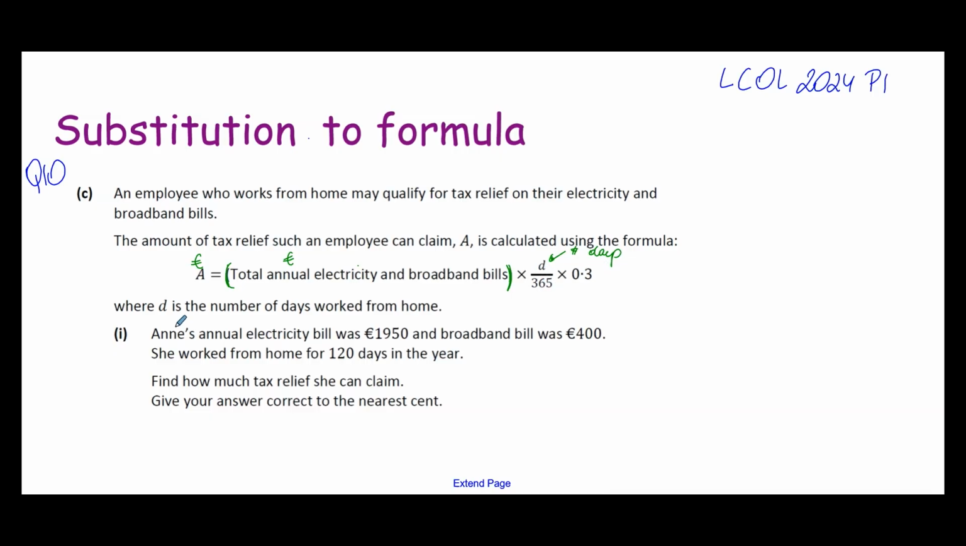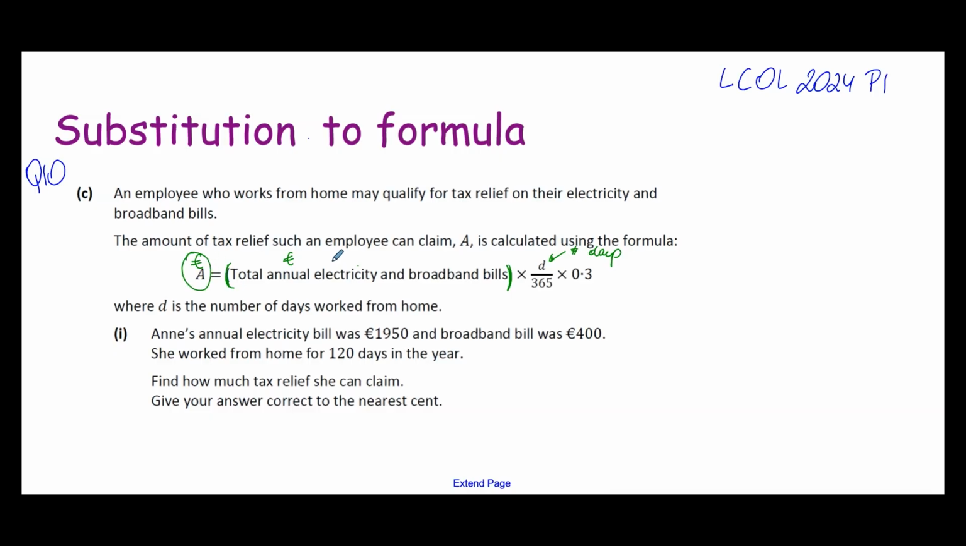Okay. Anne's annual electricity bill was 1,950 and broadband bill was 400. She worked from home for 120 days in the year. Find how much tax relief she can claim. Give your answer correct to the nearest cent. So what are we looking for? The amount of tax relief. So we are looking for this value here.